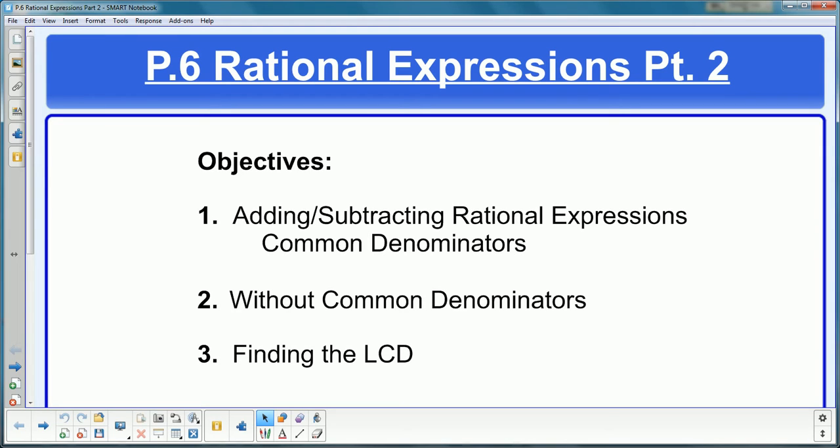Alright, P6 is still going to be about rational expressions. We're on part 2 now. Last video was all about multiplying, dividing, their domains, and simplifying them. Today we're going to talk about how to add and subtract when they have common denominators and also when they don't have common denominators. And we're going to find the LCD, which we need when we talk about common denominators, and also next section when we start to talk about solving them.